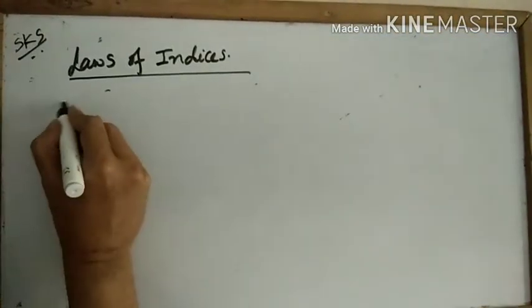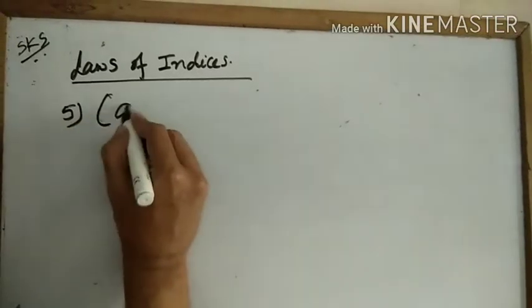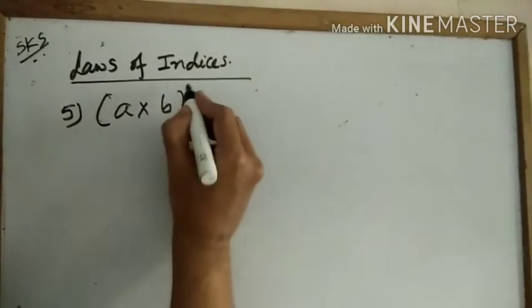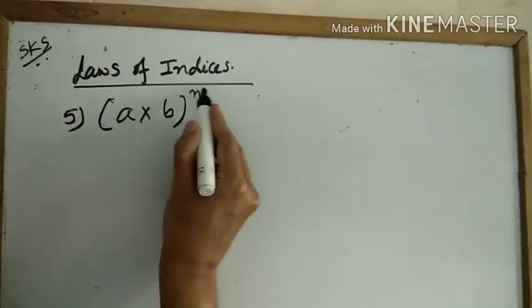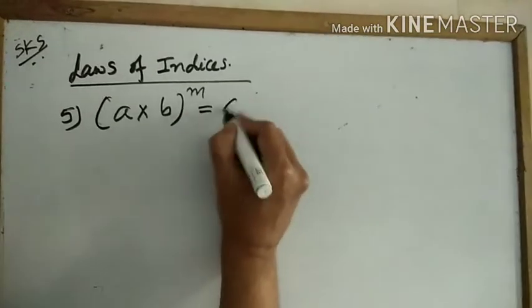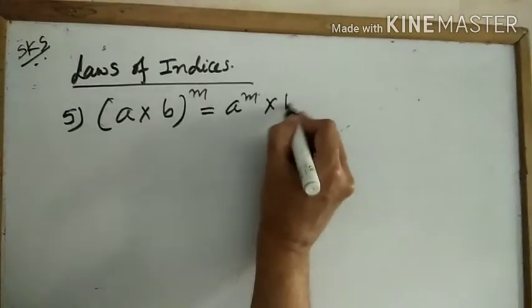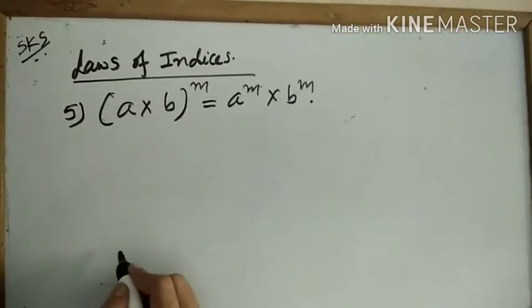Now we shall see the fifth rule. It states that if I have a product of two different bases a and b, an entire product raised to m, that is a into b whole raised to m, then a will be given power m as well as b also will be given power m.